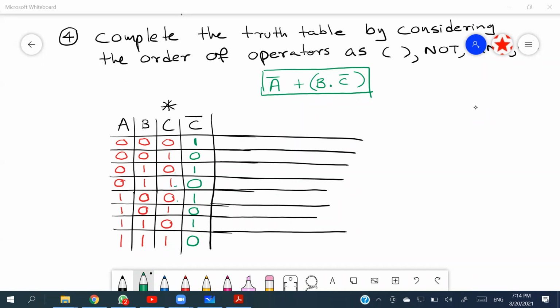Okay, then after the C bar, we have to deal with the dot. So dot is going to be B dot C bar. That is what they are trying to create. So how are we going to create the B dot C bar? So B is over here, C bar is over here, right? So that means B into C bar.